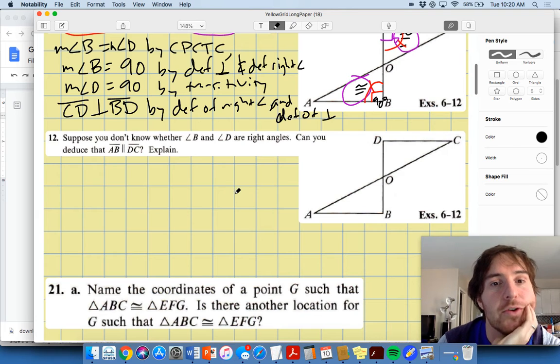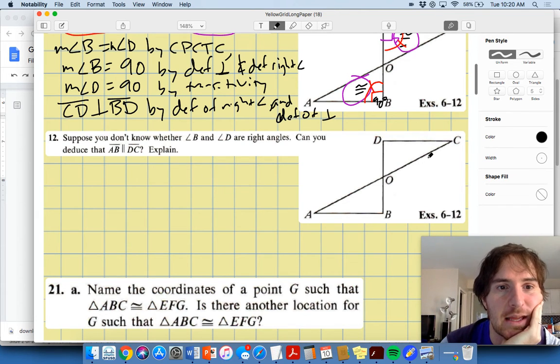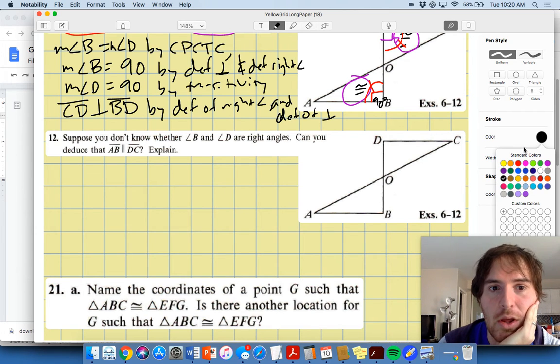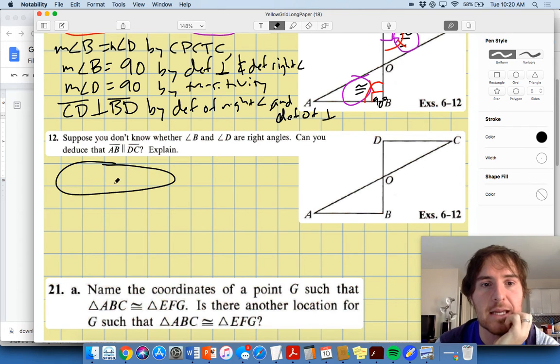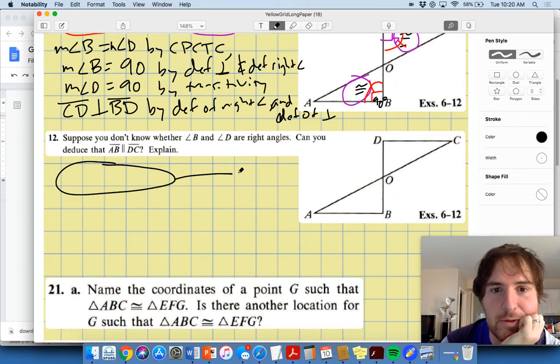All right, suppose you don't know whether angle B and angle D are right angles. Can you deduce that AB is parallel to DC? Explain. Okay, so here we don't know whether angle B and angle D are right angles, but we want to establish that AB is parallel to DC, and we're going to see if we can do that.